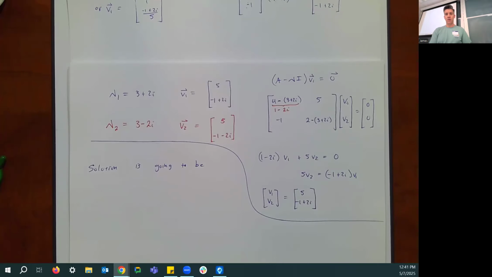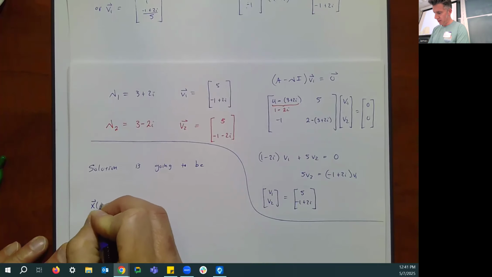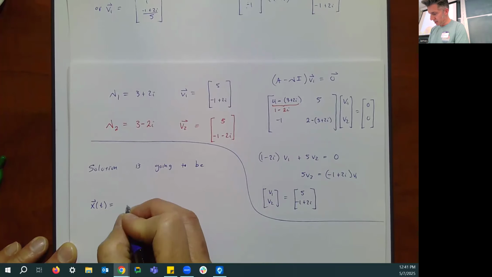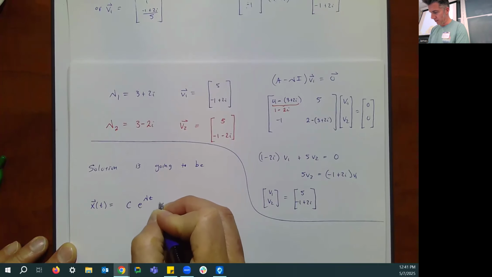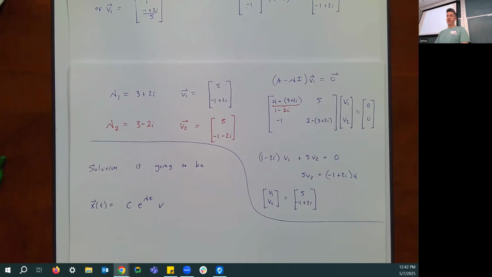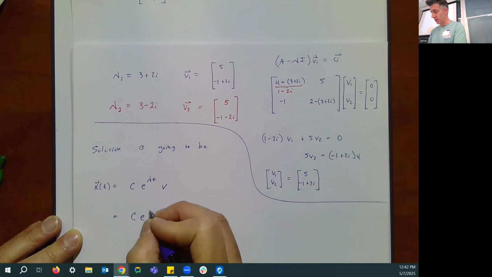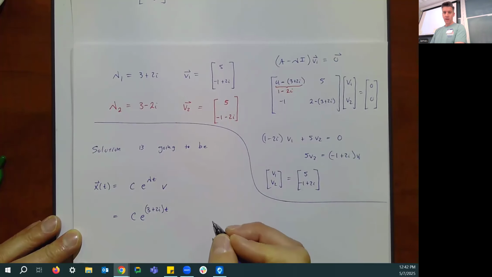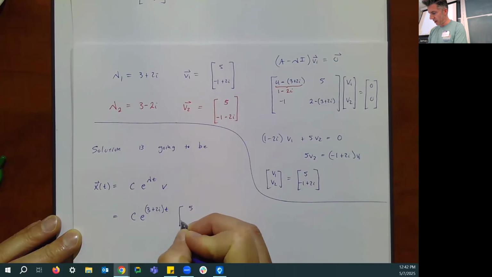So our solution is going to be the following. Our x of t is going to be c e to the lambda t times v, where we're just going to use one of the eigenvalues and one of the eigenvectors. The reason we do this is because essentially it gives us enough. So in this case, we're going to say it's c e to the power of our lambda, which is 3 plus 2i, times t, and our eigenvector is 5, negative 1 plus 2i.